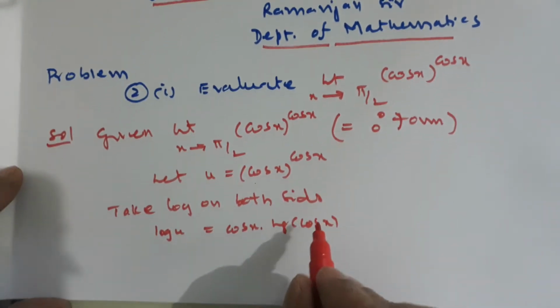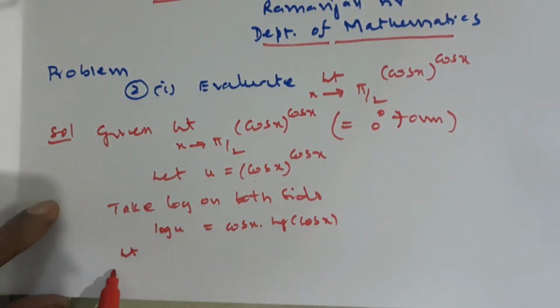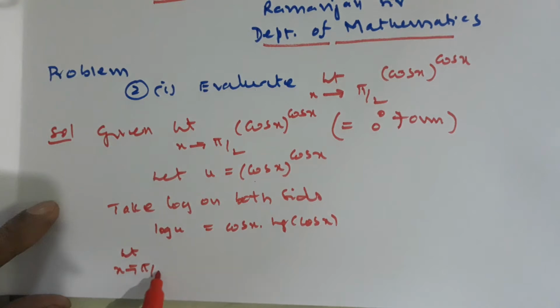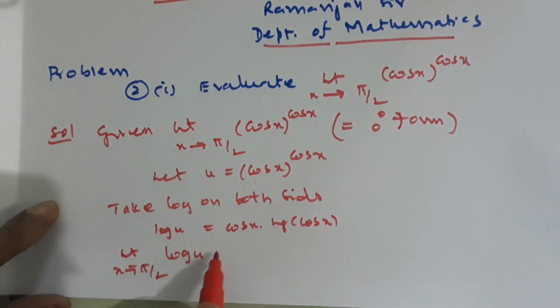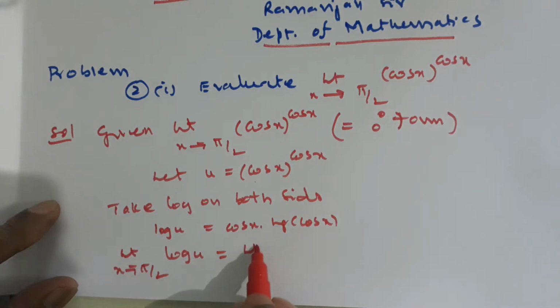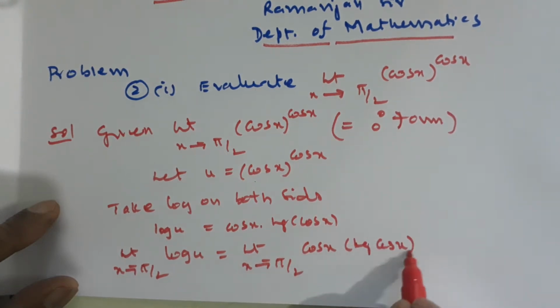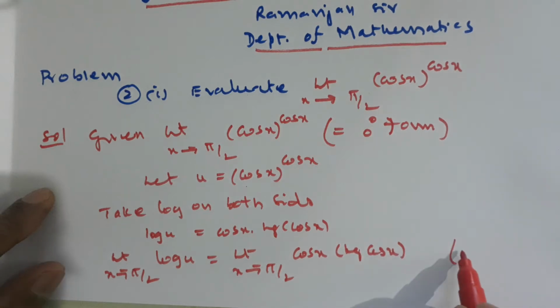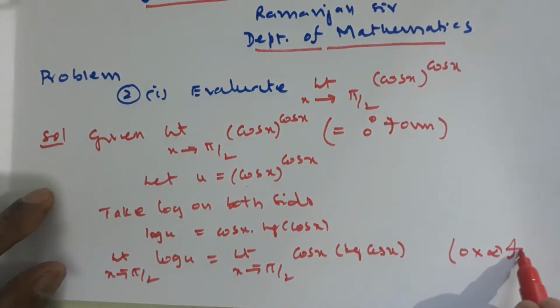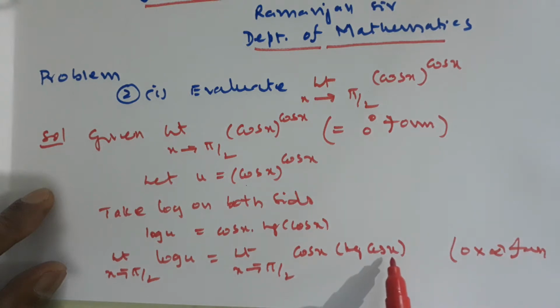So limit on both sides, limit x tends to pi by 2 log u is equal to limit x tends to pi by 2 cos x into log of cos x. So now it is of 0 into infinity form, because cos pi by 2 is 0, log 0 is infinity.